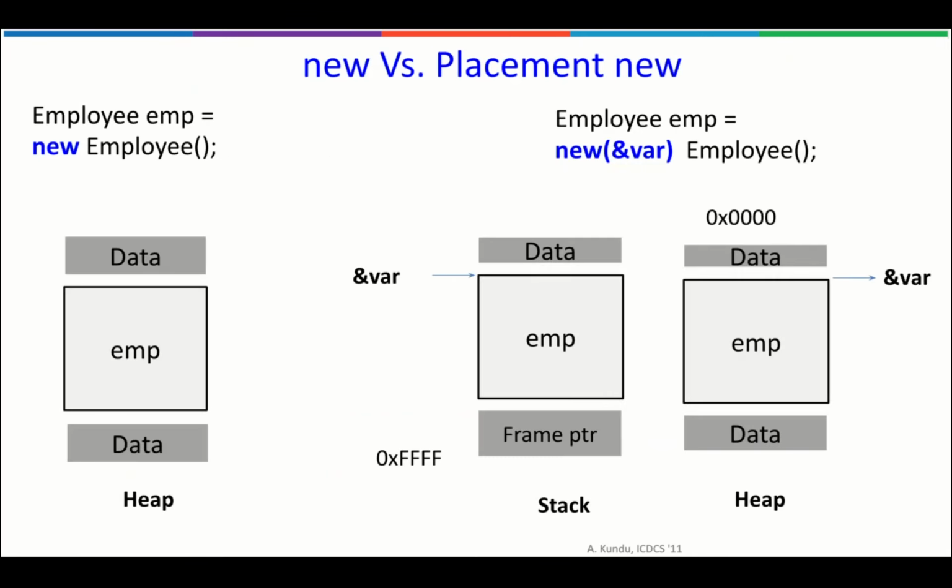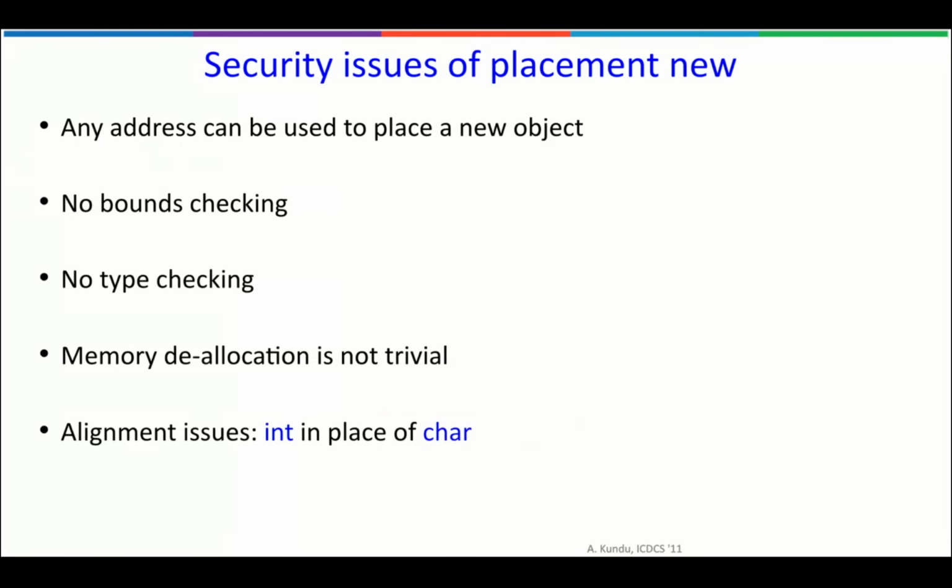Let me quickly show you the security issues of placement new. Any address can be used to place an object. There's no bounds checking, no type checking, right? There's no type checking that says only this type of variables can be allocated at this address. Memory deallocation of placement new is not trivial. There are alignment issues, like an int in place of a character can be added.